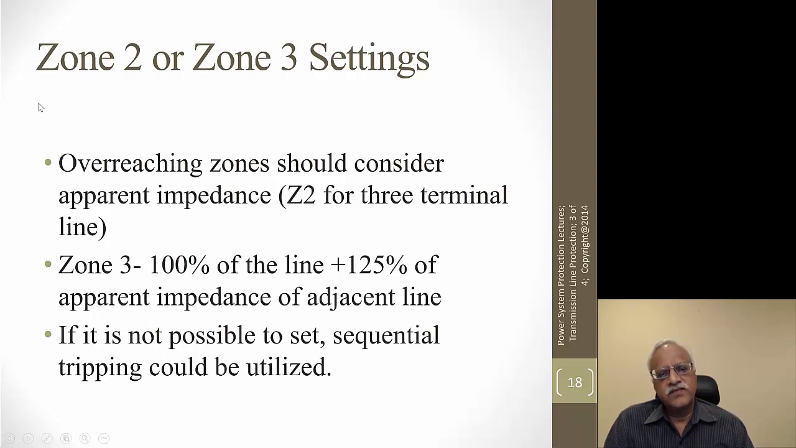What are the key things which we come out of it? Zone 2 and zone 3 settings should consider apparent impedance, especially for three-terminal lines for zone 2. And then zone 3 is 100% of the line plus 125% of the adjacent line section. If it is not possible, then you have to allow sequential tripping.